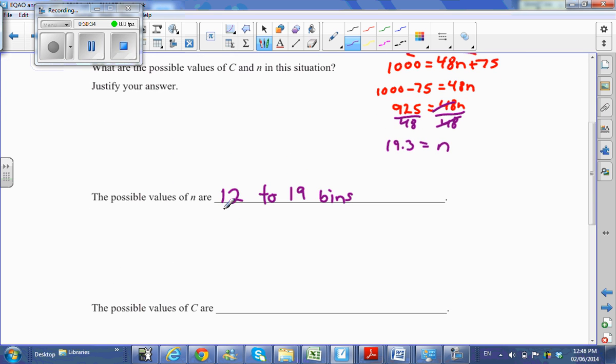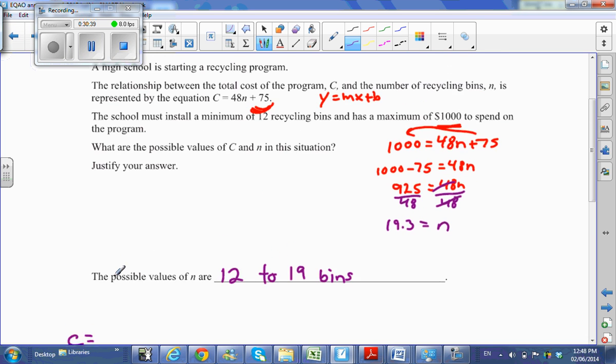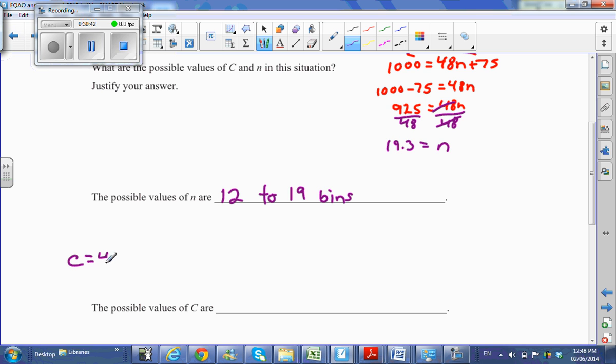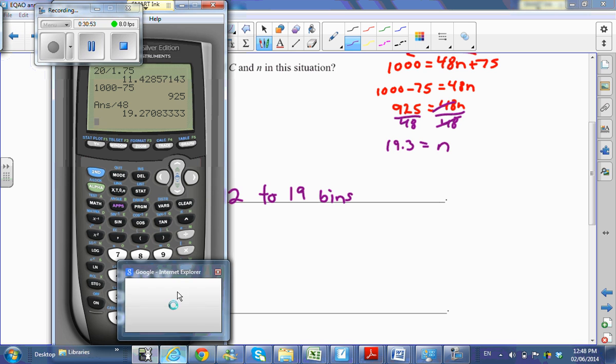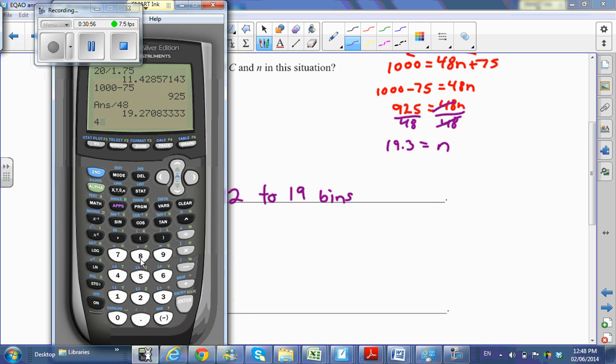So we've got to look at what it would cost if we had 12. Again, our equation was 48n plus 75. And let's plug in 12. So 48 times 12. Oop, I don't think that's right. Oh, yes, it is. Yeah, 48 times 12, and then plus our initial $75. So 651.